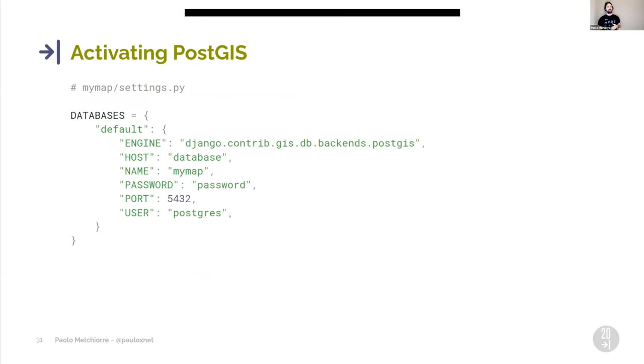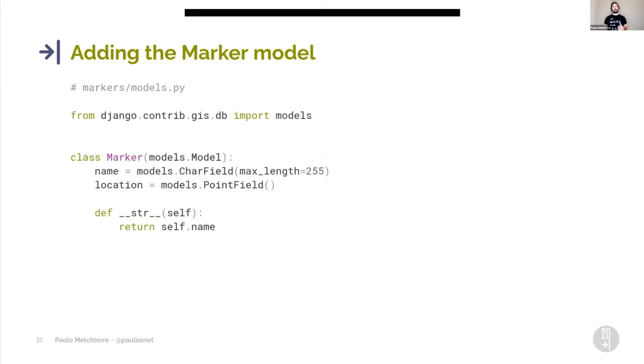We modify the project database settings, adding the PostGIS engine and the connection parameters of our Postgres database, which you may have locally or remotely. We can now define our marker model to store a location and a name. Our two fields are both mandatory. The location is a simple point field, and we use the name to represent the model.